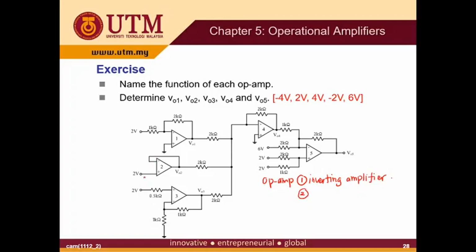Okay, for op-amp number 2, there is no resistor used. We don't have any branches in the inverting or in the non-inverting port. So this is where V plus is equal to V minus and V minus is equal to V out. So eventually V out will equal V in. This is what we call a voltage follower.